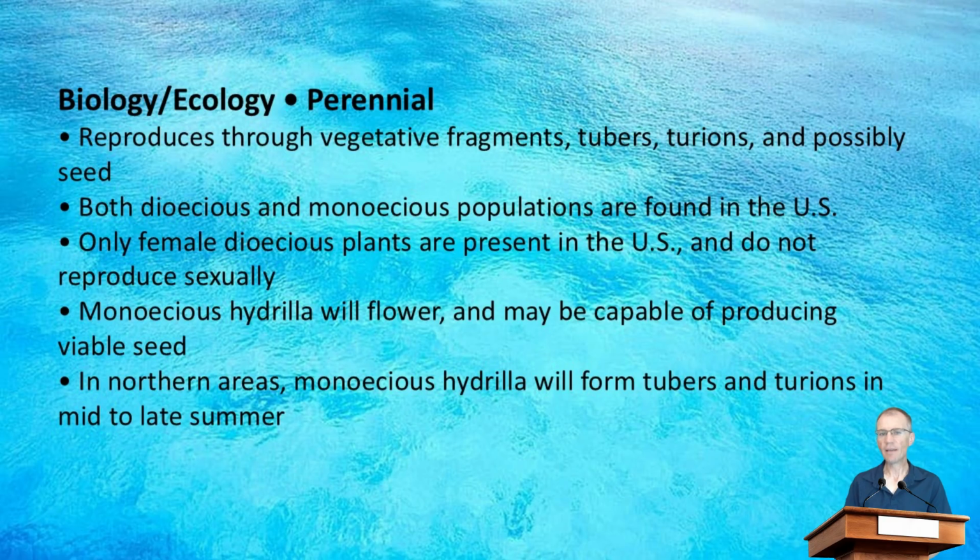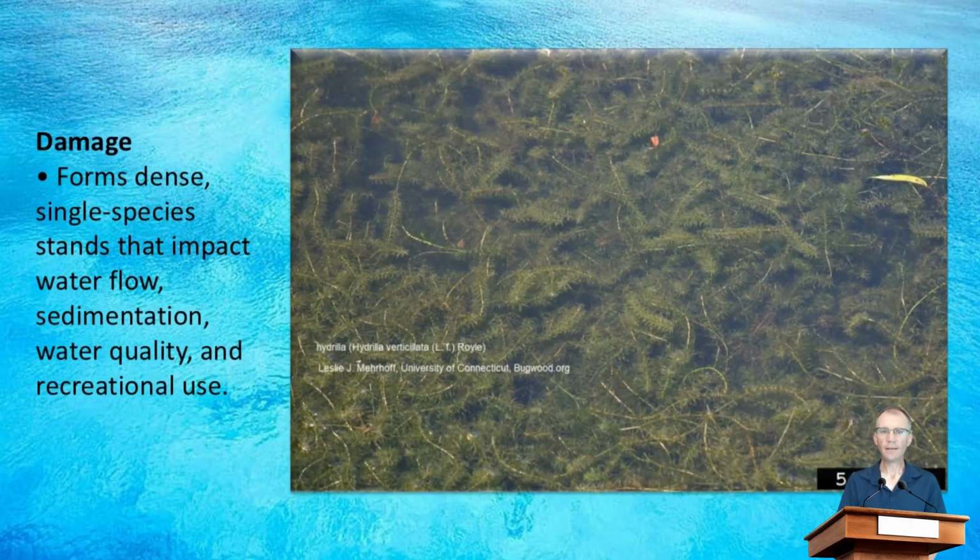Both dioecious and monoecious populations are found in the U.S. Only female dioecious plants are present in the U.S. and do not reproduce sexually. Monoecious hydrilla will flower and may be capable of producing viable seed. In northern areas, monoecious hydrilla will form tubers and turions in mid to late summer. Damage. Forms dense, single-species stands that impact water flow, sedimentation, water quality, and recreational use.